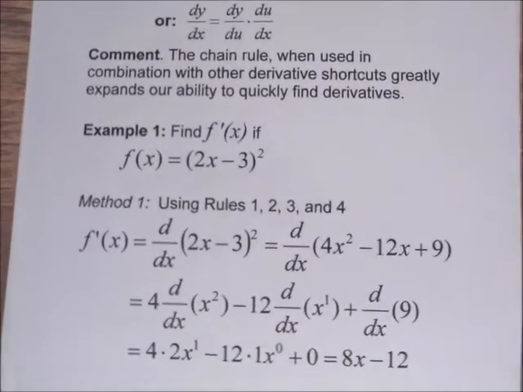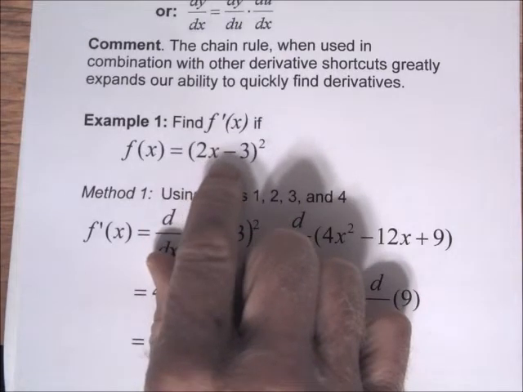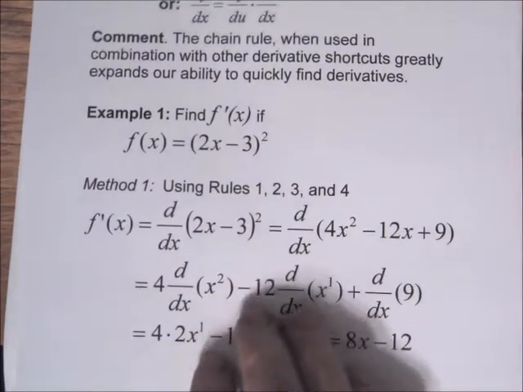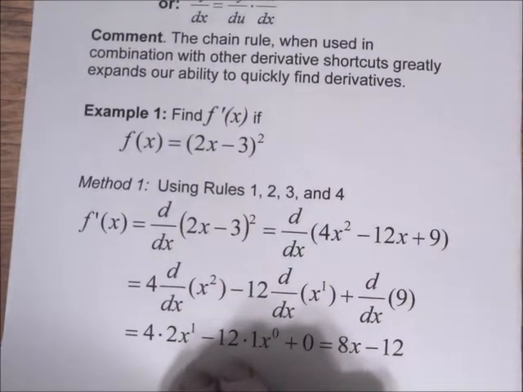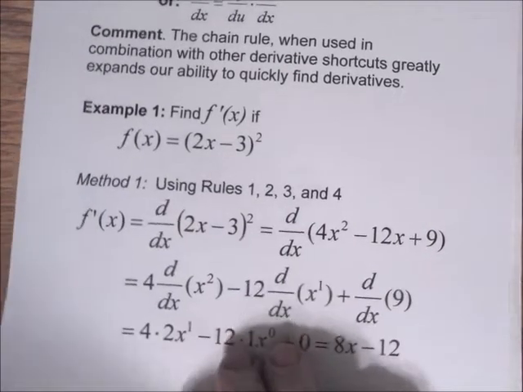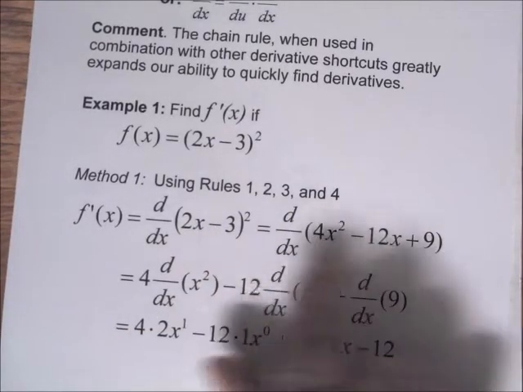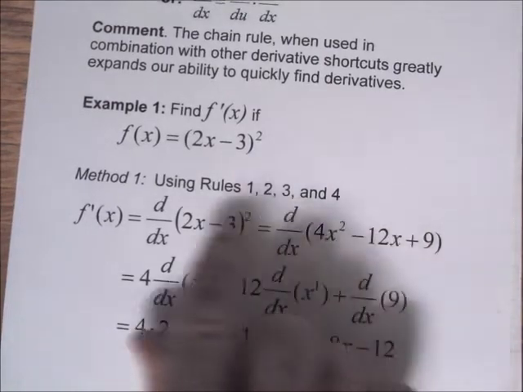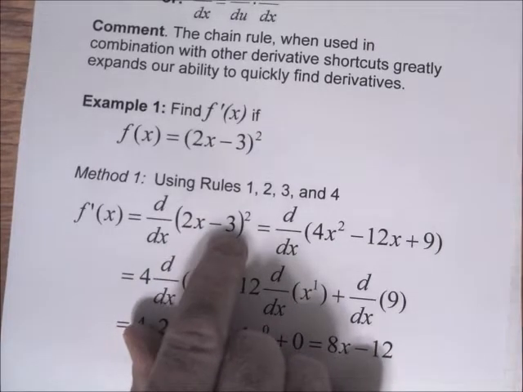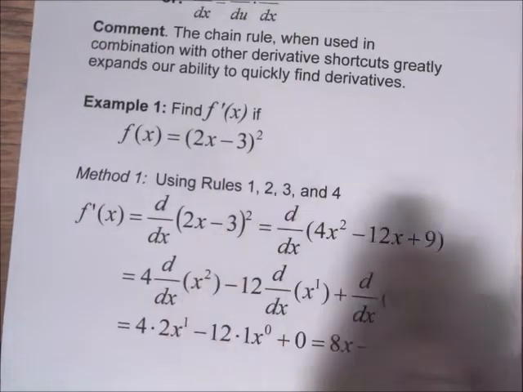So here's an example. Find f prime of x if f of x is the quantity 2x minus 3 to the second power. If we use the chain rule, well, actually we can do it without the chain rule. If we expand this, 2x minus 3 quantity squared is 2x minus 3 times itself, so it's 2x times 2x, which is 4x squared. The outer product is 2x times minus 3. The inner product will be the same. Combine those, you get minus 12x. Last times last, negative 3 times negative 3 is 9.